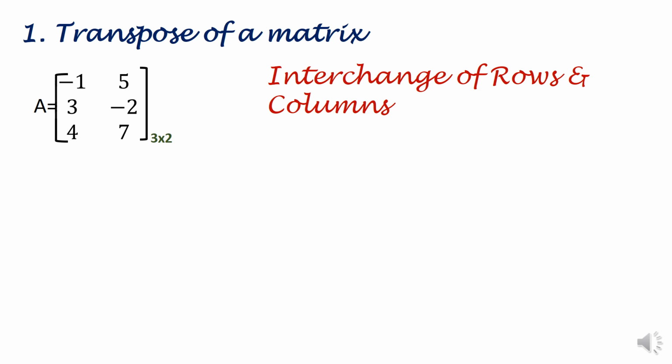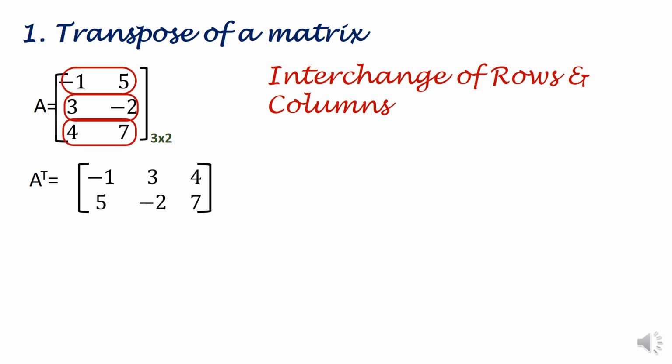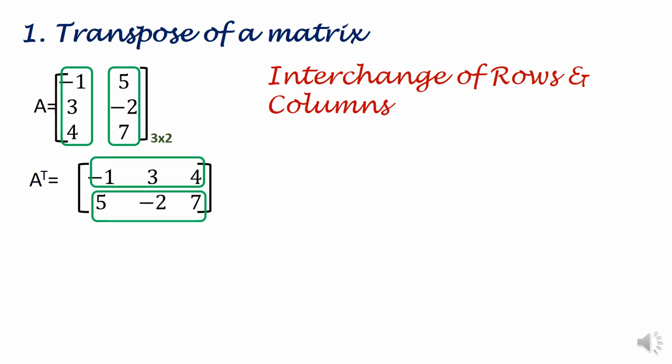Now, to find out the transpose of A. The transpose of A is written by A with a superscript T, that is A^T. By interchanging the rows and columns of A, A^T turns out to be so. As you can see over here, the rows of A have been converted into the columns of A^T. Remember this. We interchange the rows and columns of the given matrix to find its transpose. Or in other words, you can also say that the columns of A have been converted into the rows of A^T. Thus we get the transpose of the matrix.